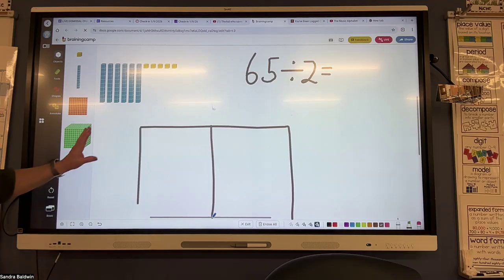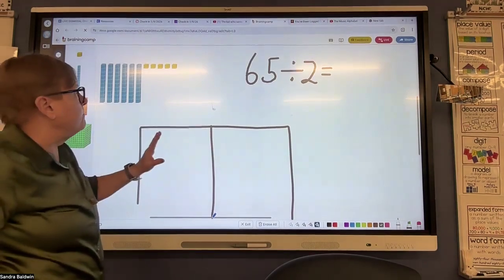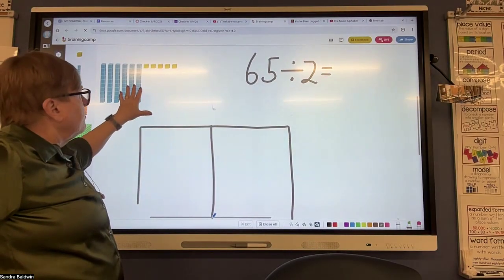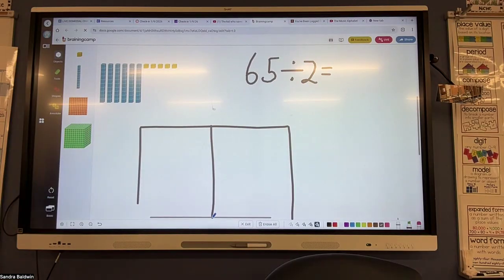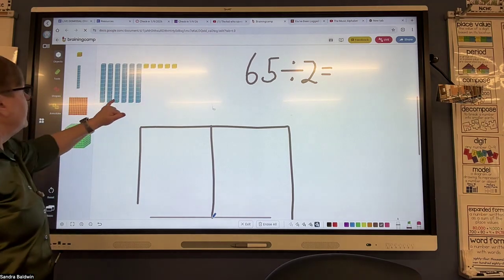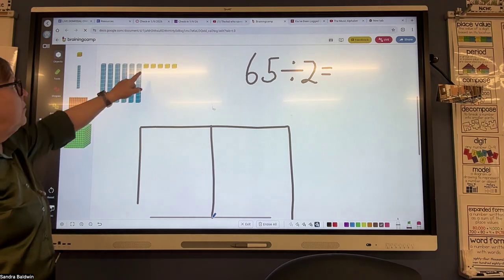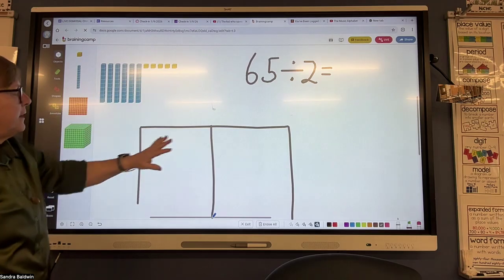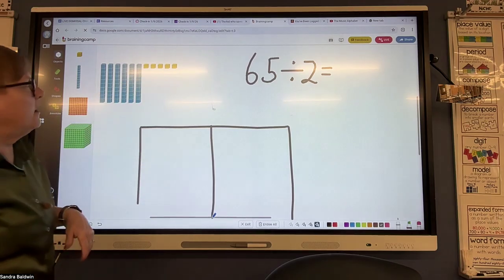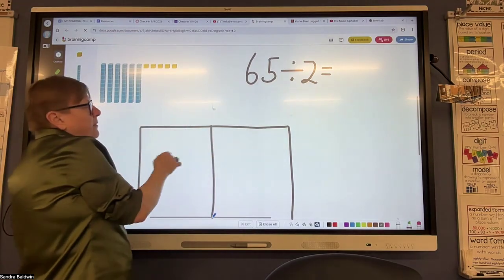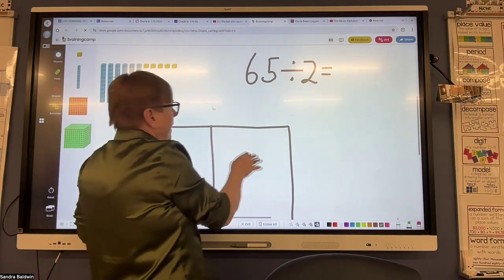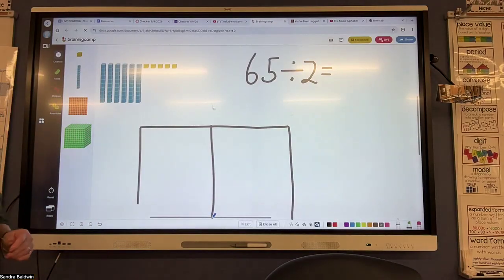I'm going to show you with both the base 10 blocks and the algorithm, or the math way that we do it. I already have my 65 here: 10, 20, 30, 40, 50, 60, 1, 2, 3, 4, 5. I've got my 2 groups, because 65 divided by 2, in this instance, means how many groups, and then our quotient will be how many members in each group.